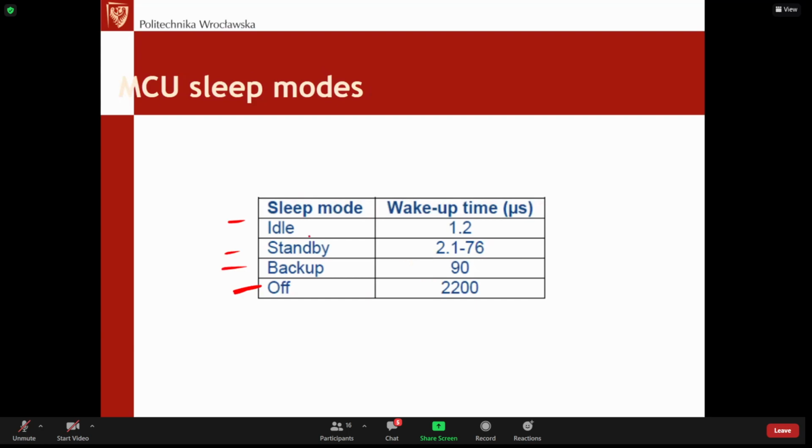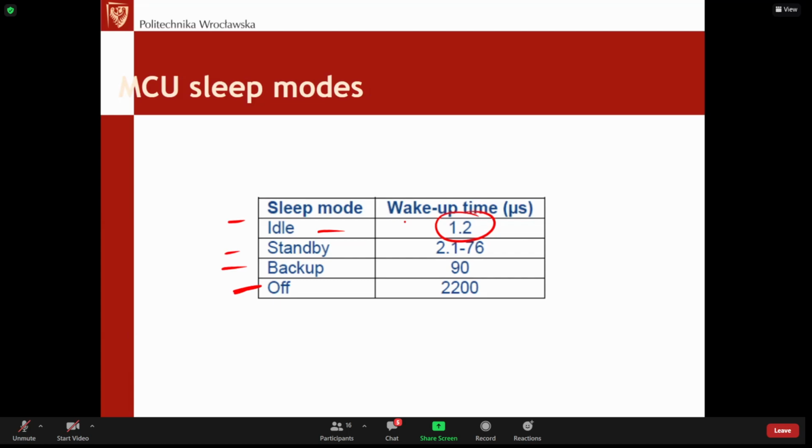In case of the wake up time from idle, it's usually instantaneous. Here it is 1.2 microseconds, but that's the time required for the oscillator to start. We talked about internal RC oscillators. If it is necessary to start an oscillator, then we need time. We need to wait for the oscillator to become stable. For internal RC oscillators, it's really about 1 microsecond on this kind of values.